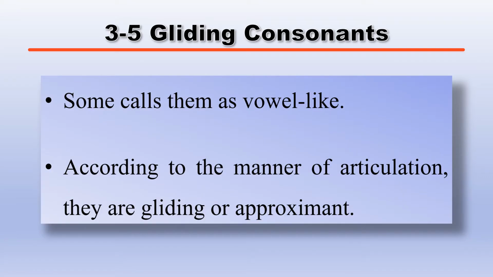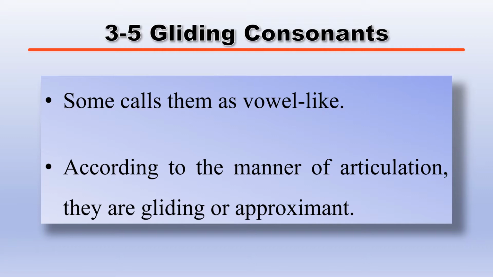These consonants are sometimes called approximants. According to the manner of articulation, they are either gliding or approximant. So all of them are similar in their manner. As we said before, the consonants are classified into groups or sets according to the manner of articulation, like stops or friction or nasals, and this is the glide or approximants.